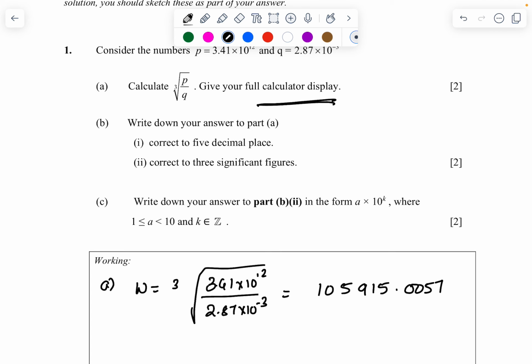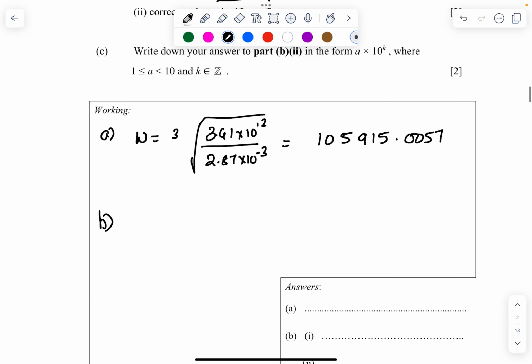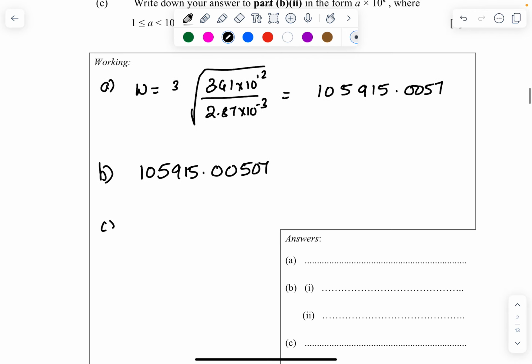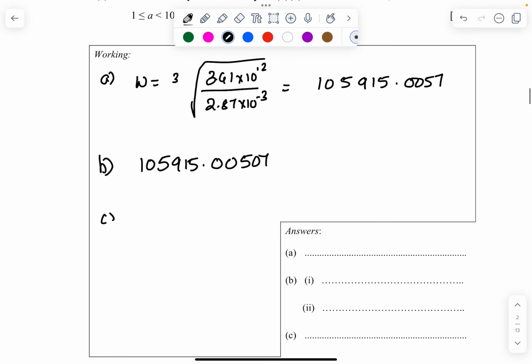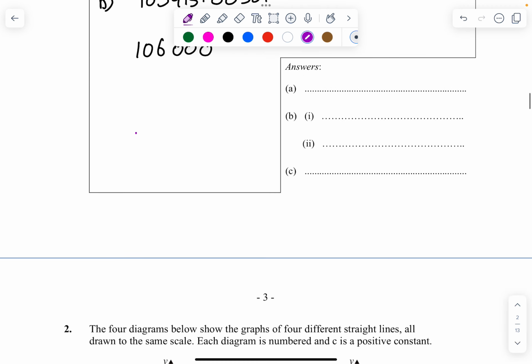Write full calculator display. Write your answer to 5 decimal places and 3 significant figures. So for 5 decimal places, it will be 105,915.00507. And for 3 significant figures, it's going to be 106,000. Next, write down the answer in part B in standard form. So it's going to be 1.06 times 10 to the power of 5.